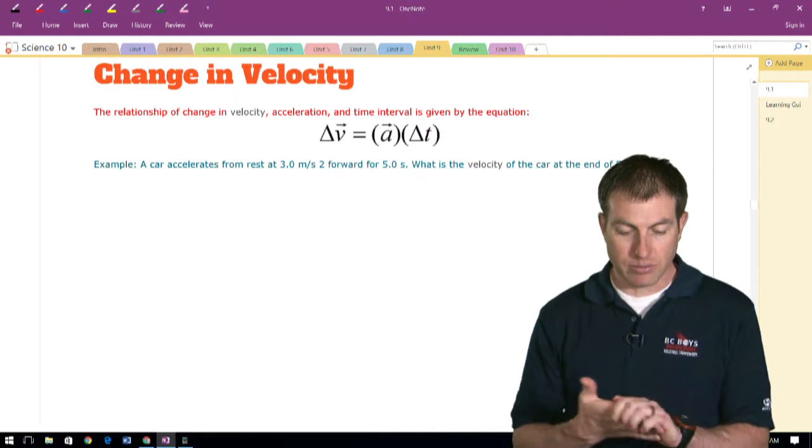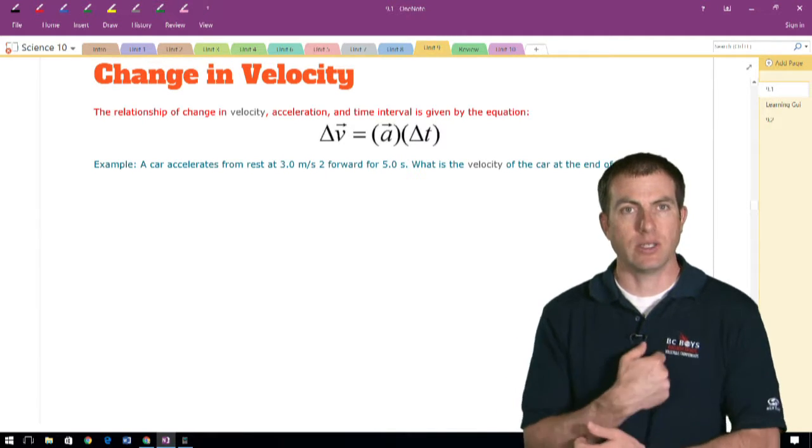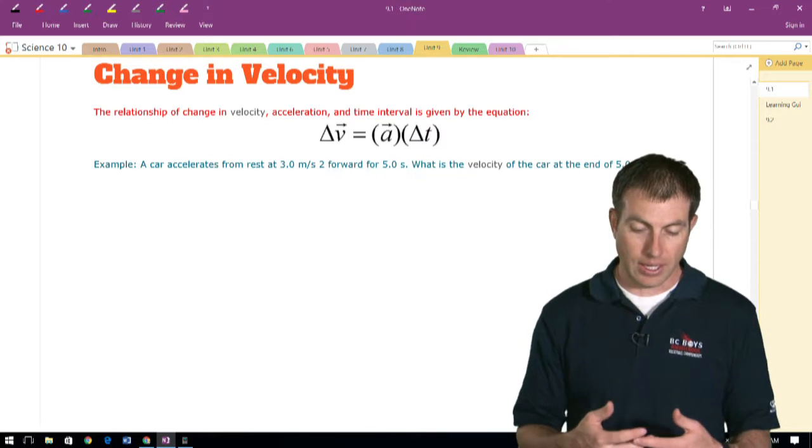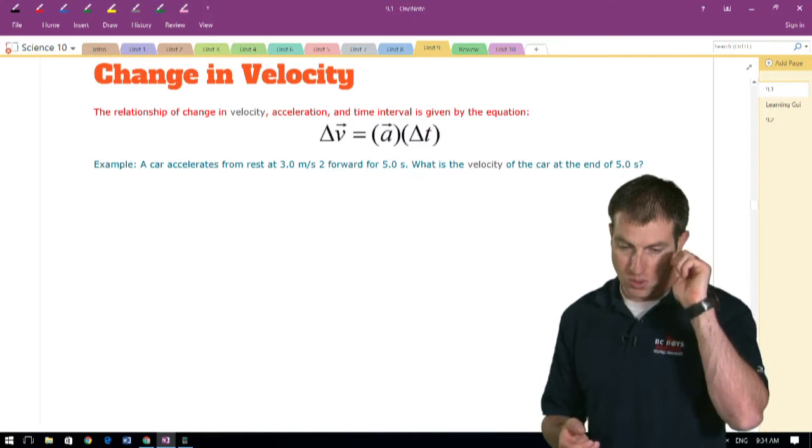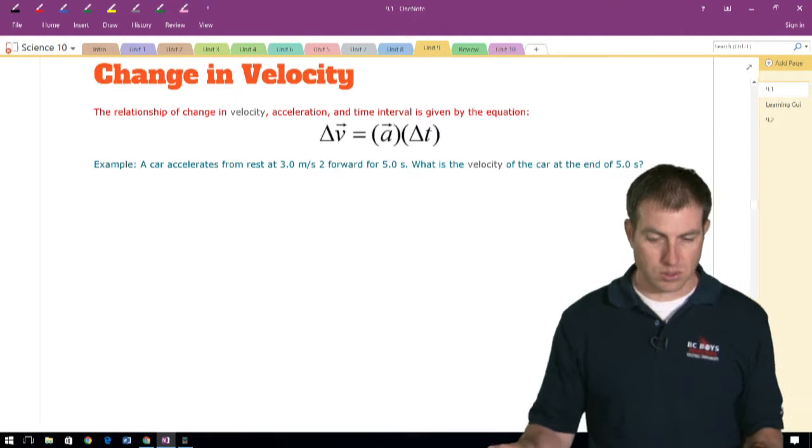So we could be given some different information. We could be asked to calculate the change of velocity given the acceleration and amount of time. So that's what this question's asking. So maybe let's just look at this.